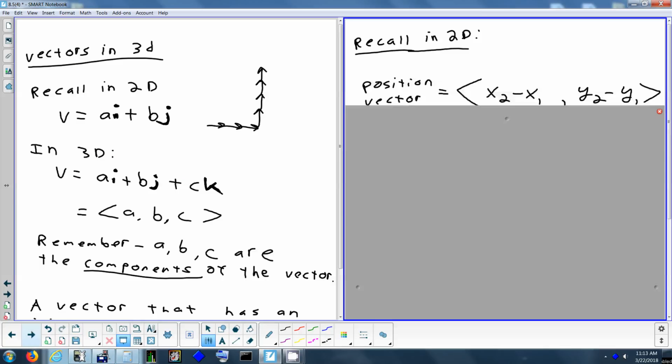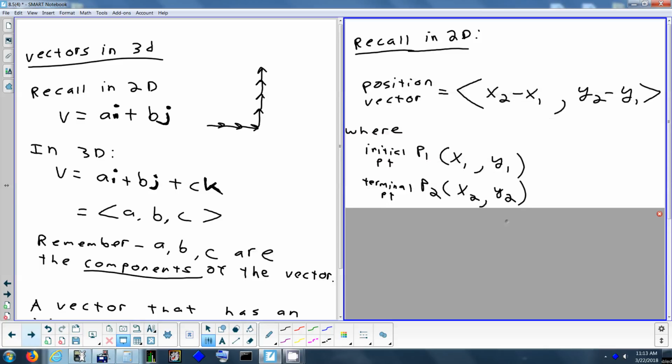Okay, so in 2D, that's how you found a position vector. I think I gave you that on Monday. You subtract the x's, comma, subtract the y's. Make sure you put angle brackets around it. What were those x's and y's? They were the coordinates for the initial point and the terminal point. We always subtract terminal minus initial. And you guys did that in Monday night's homework.